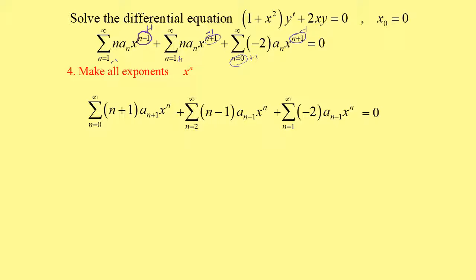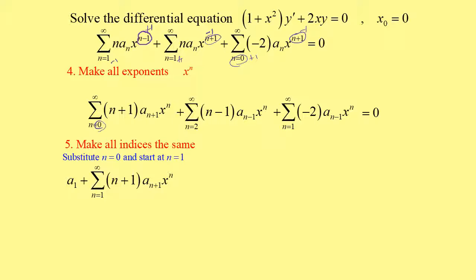Now, let me show you the end result. We'll start with the one over here on the left. We'll actually take the n equals 0, and 0 plus 1 times a sub 1 times x to the 0 would just be a sub 1, and we can write the remaining terms starting with n equals 1. And so this is the first summation.